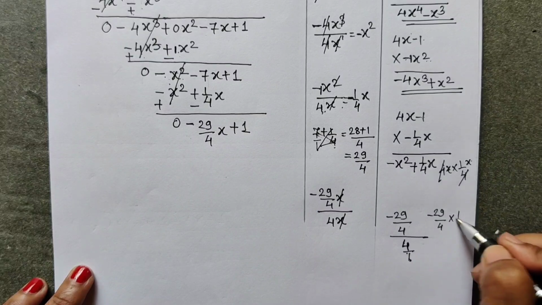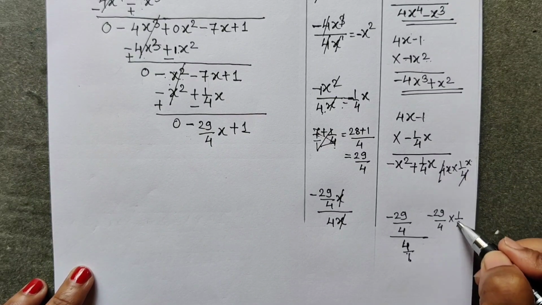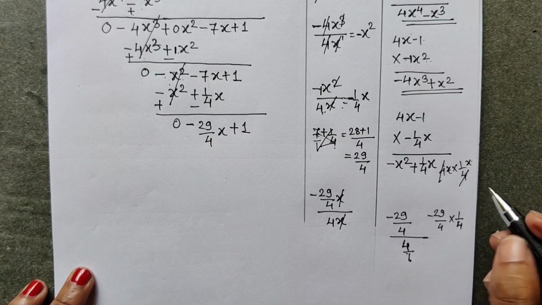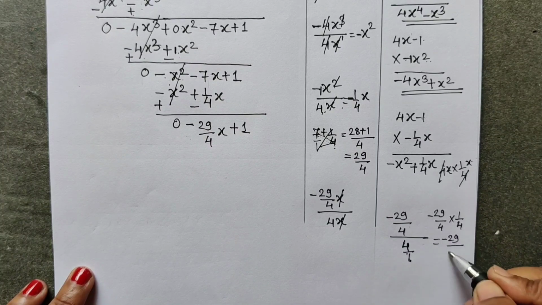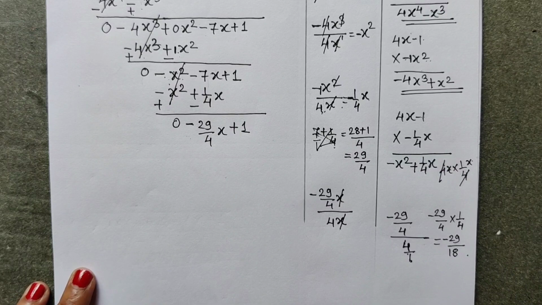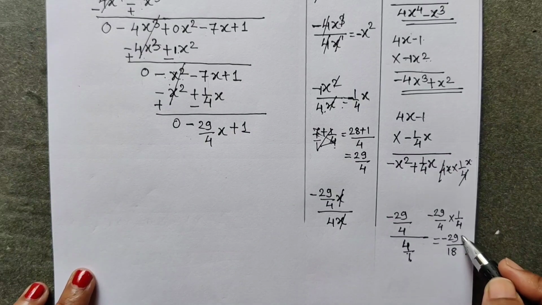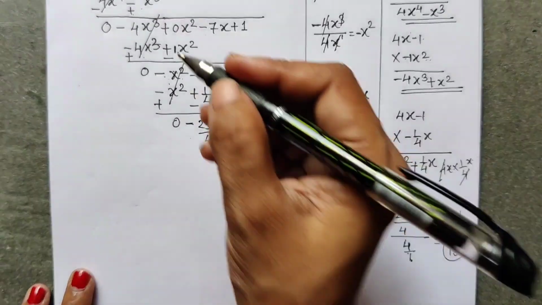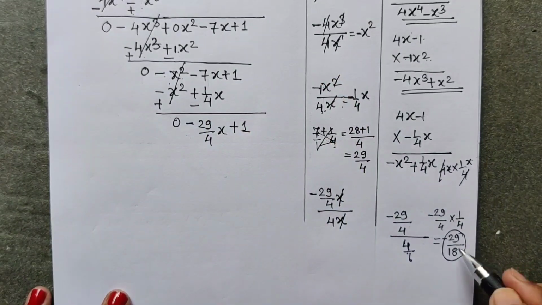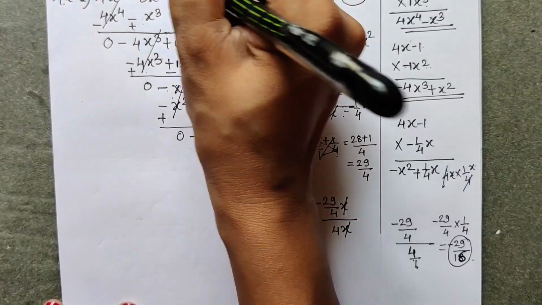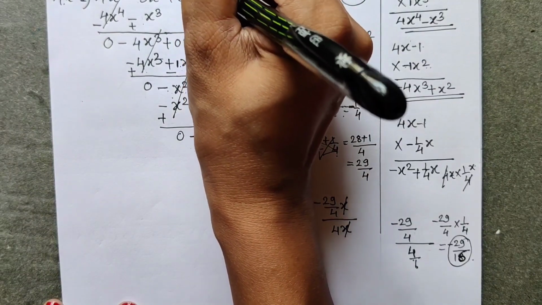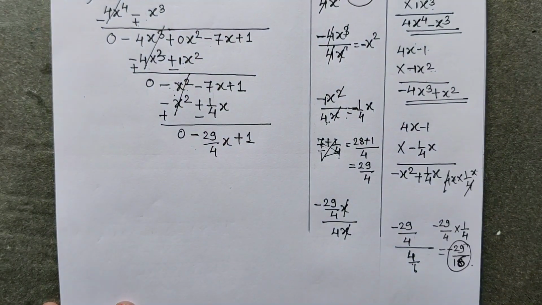So it becomes 1 upon 4. Okay, so it is minus 29 upon 4 4s are 18. So this minus 29 upon 18. Sorry, 4 4s are 16, not 18. It is 16. Minus 29 upon 16 I have to write in the quotient.